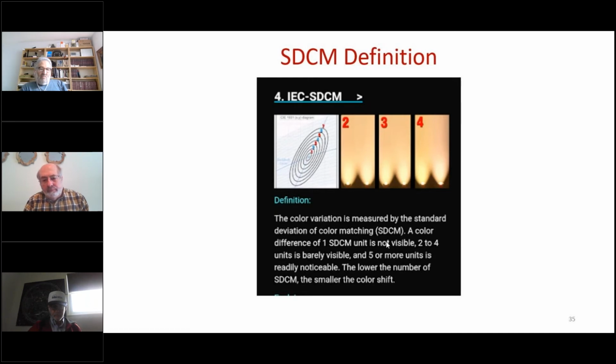If you look at the light source, you can't distinguish color differences. If it is 2 to 4 units, then the differences are barely visible. If it is 5 or more, then the differences are noticeable. So the lower the number of Sdcm, the better it is. You can't see color discrepancy, the color difference.